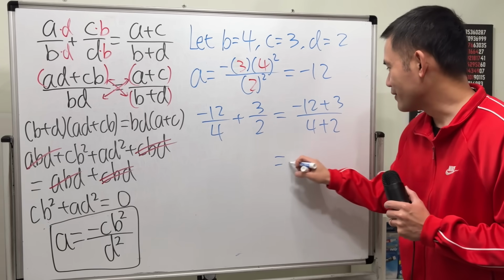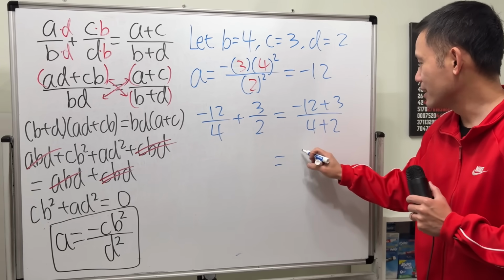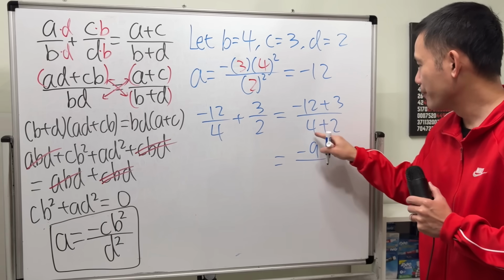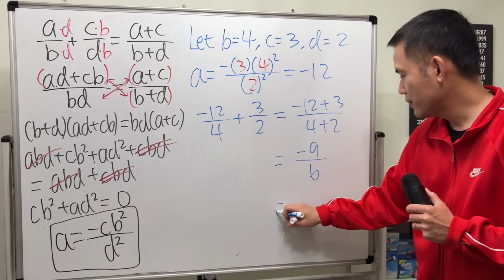Well, let's do the right-hand side first. Negative 12 plus 3 is negative 9 over 6, and that will give us negative 3 over 2.